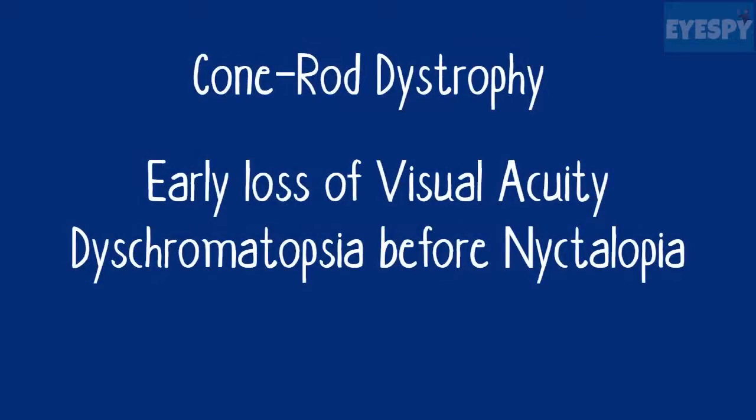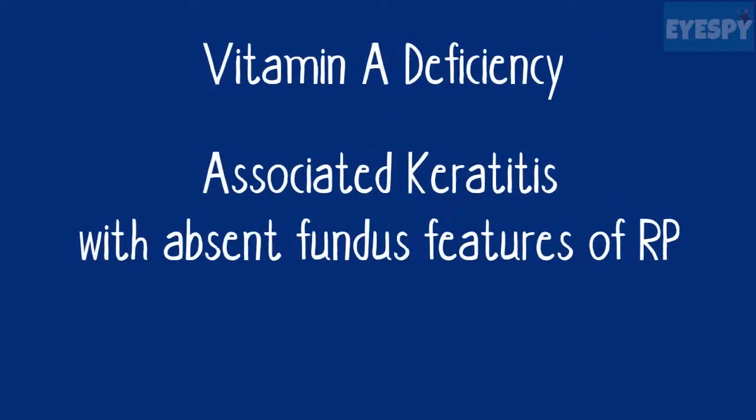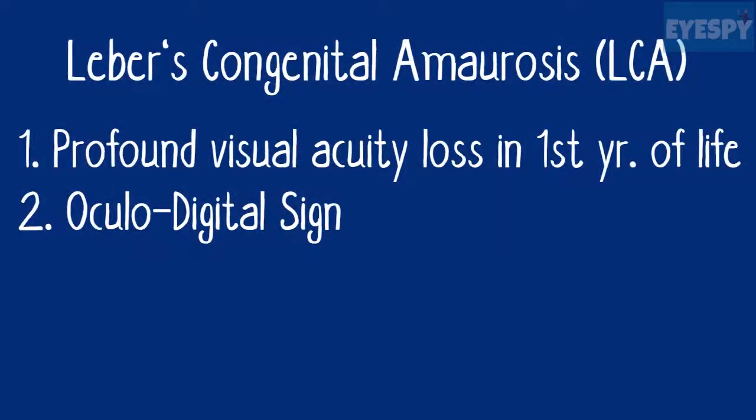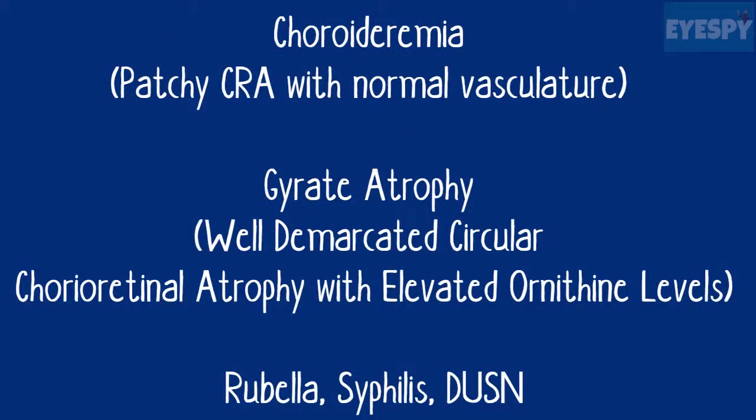In cone rod dystrophy, cone dysfunction precedes that of rods. Vitamin A deficiency has associated keratitis. LCA presents with oculo-digital sign and severe visual impairment in the first year of life. Other differentials include choroideremia, gyrate atrophy, rubella, syphilis, and DUSN.